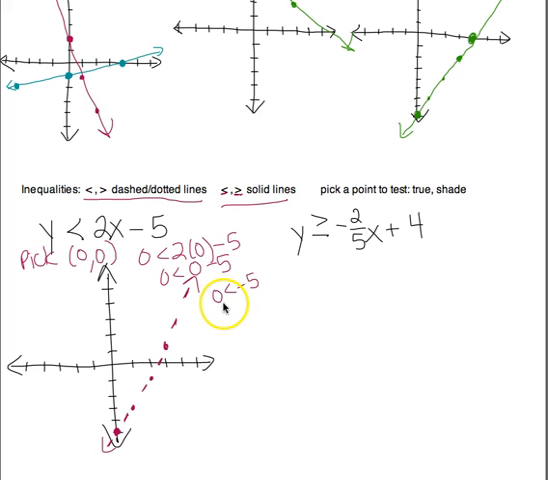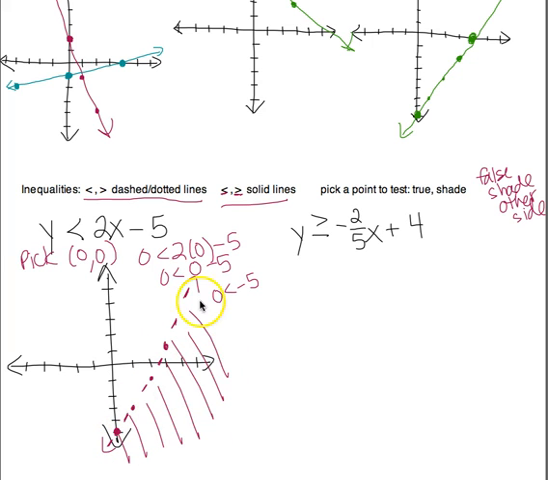So all I have to decide is if this is true or not. Well, 0 is not less than -5. So if it's true, I would shade where that point was. If it's false, shade other side. So since this was a false statement, I'm not going to shade where 0, 0 is. I'm going to shade the other side, which does hold true with below less than. All right, so one more here, and then we're all wrapped up.